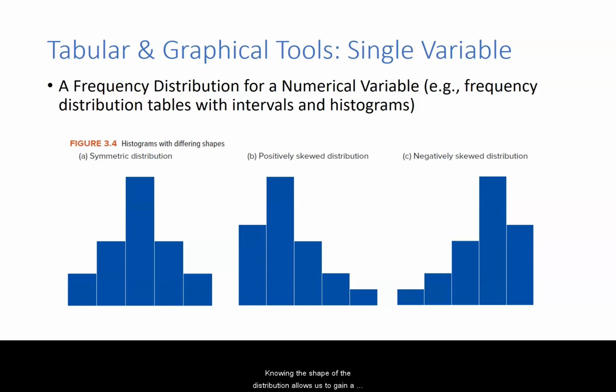Knowing the shape of the distribution allows us to gain a better understanding of our data and any data quality issues that may exist. Some statistical and data mining methods would prefer a symmetric distribution, and some mathematical transformation techniques such as log or square root transformation can be applied to convert a skewed distribution to a symmetric distribution in the data. We will look at how we can create a histogram in R later in this lecture.